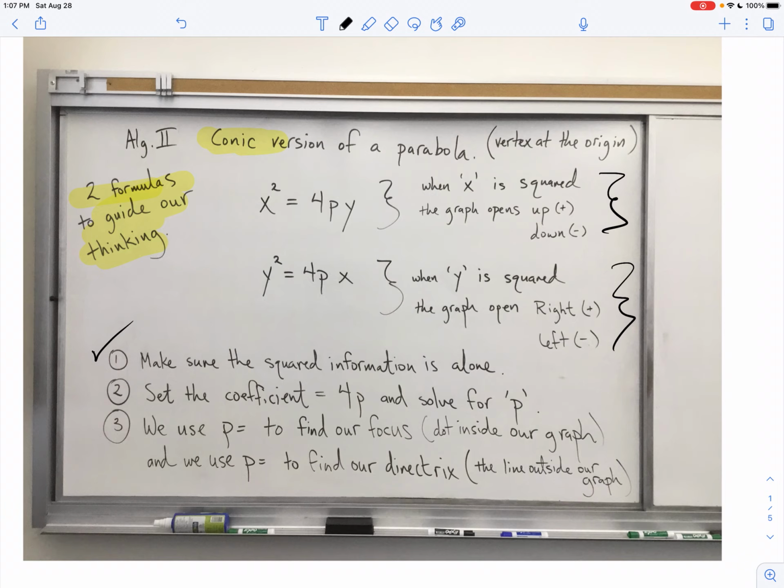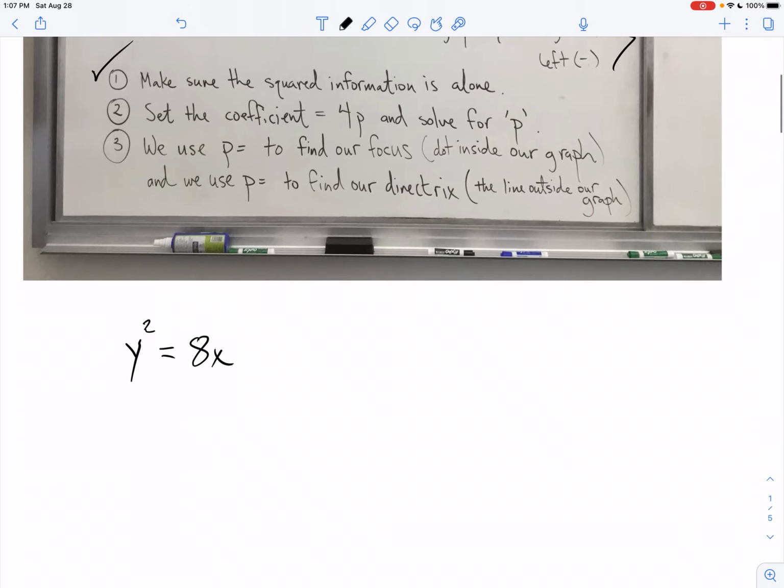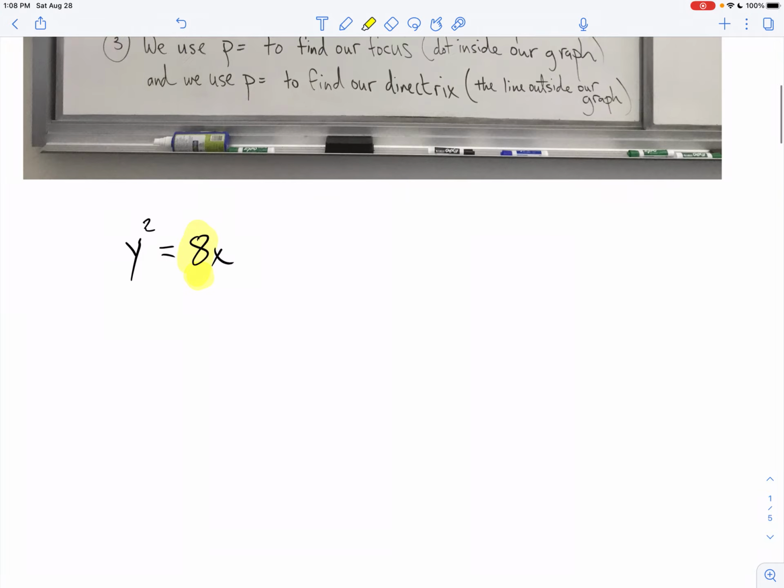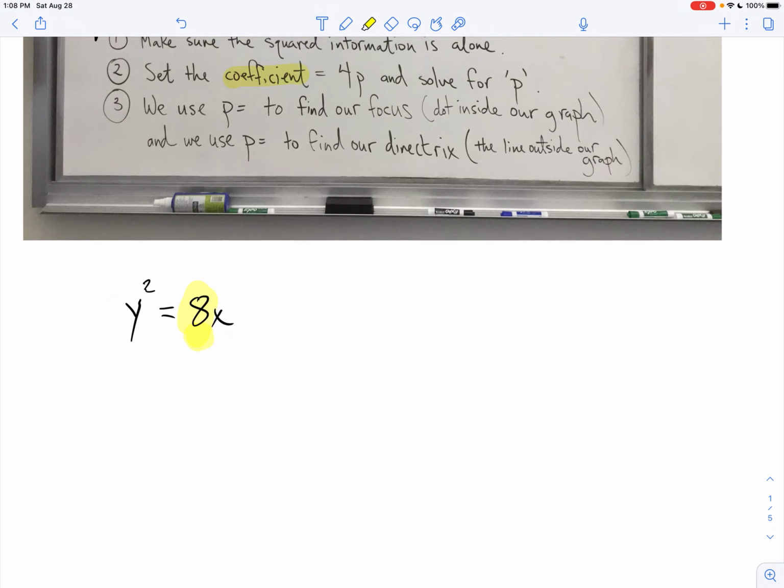Let me go through 4 examples. You're going to see that it's really not as scary as it sounds. But we're going to start with one that opens to the right. Now, wait a minute. Here's the deal with this. What's squared? The y part is squared. We've never seen that before. We've only seen the x part squared. But when the y part is squared, you will notice that my number, this 8 right here, that's my coefficient. That's what I mean by my coefficient.